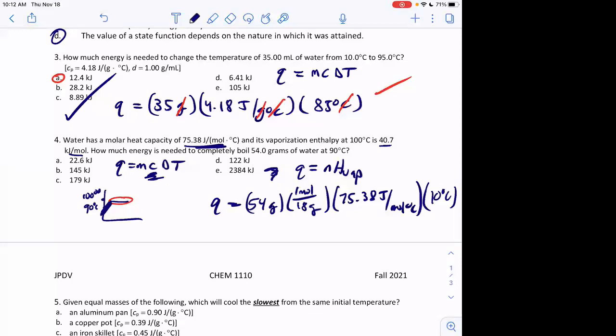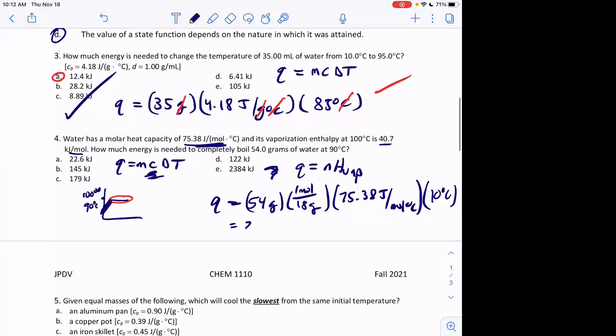What do we get for a number there? 54 divided by 18 times 75.38 times 10. What is it? 2250? That's joules, right?